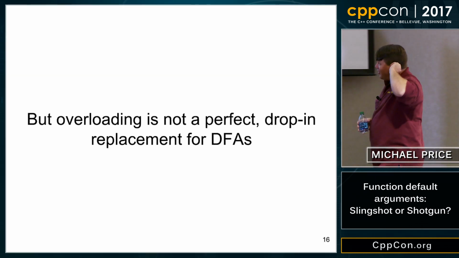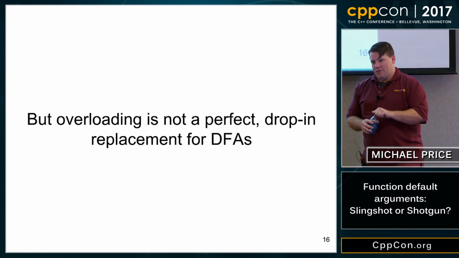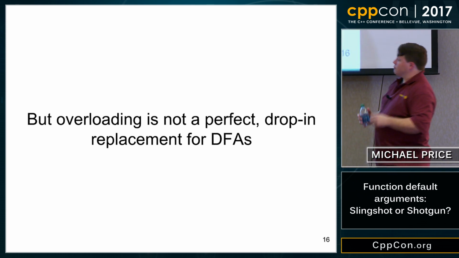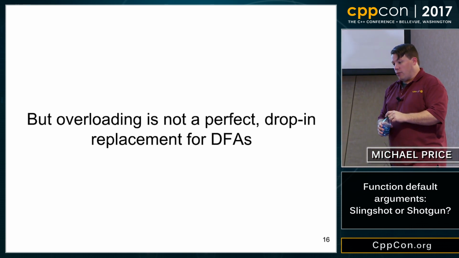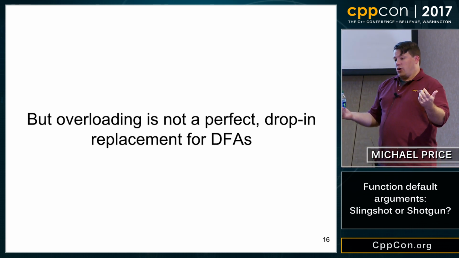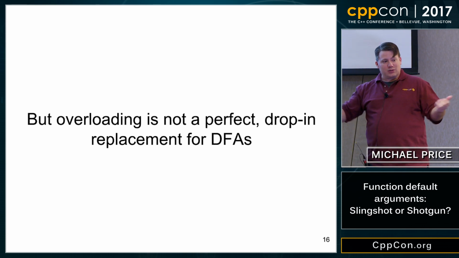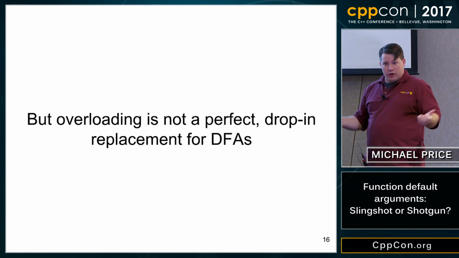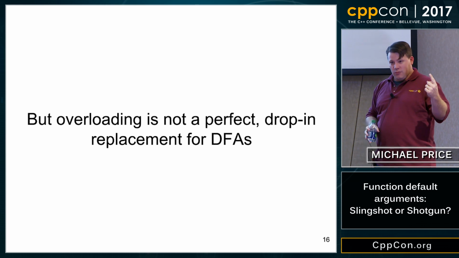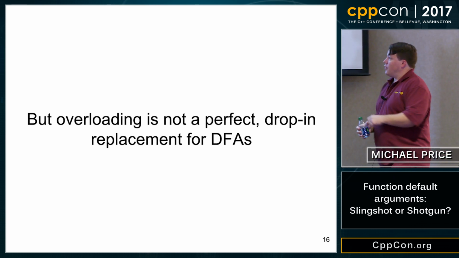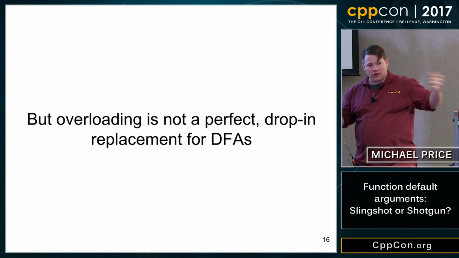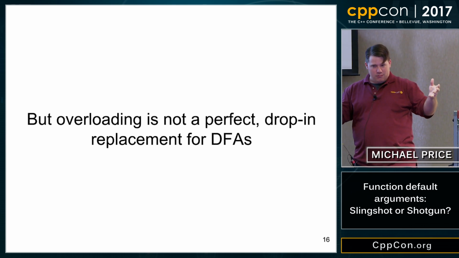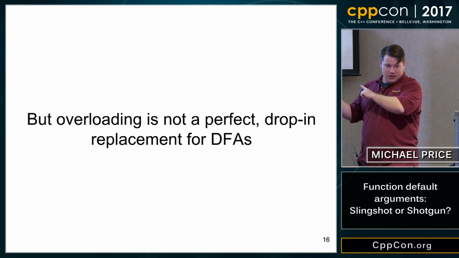But it turns out that that's not exactly true. They are not perfectly equivalent things. For one, you've got multiple functions, which means multiple symbols in your symbol table, right? Whereas with the default argument form, there's only one symbol. That could affect things like if you're in an extern C block, which says no, you can't do overloading there. So if you're in that, you can't do this. You have to use the defaults.